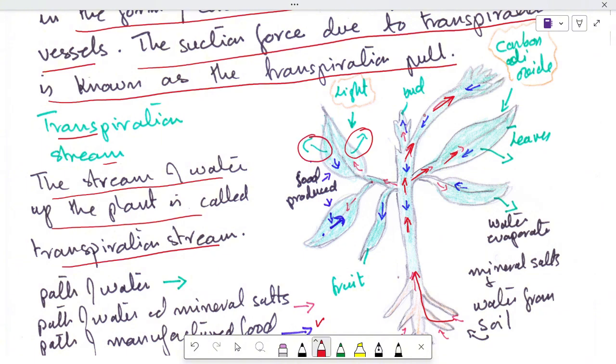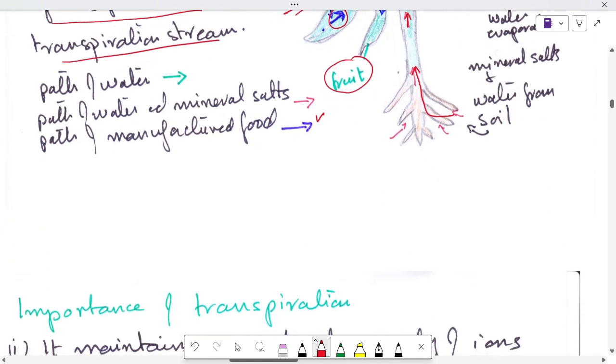On the top, I have also written carbon dioxide and light, and the arrows point towards the plant, which means carbon dioxide is entering the leaves from the atmosphere and light is also directed towards the leaves. Now you can see the blue arrows. The food prepared in the leaves travels from the leaves towards the fruit and all other parts wherever energy and food are required. This was all about transpiration.